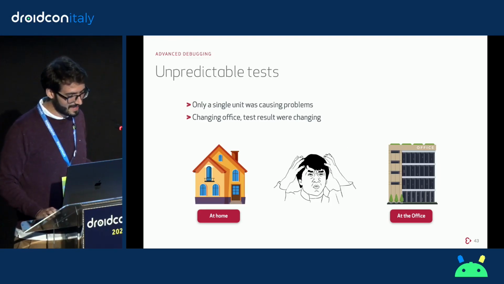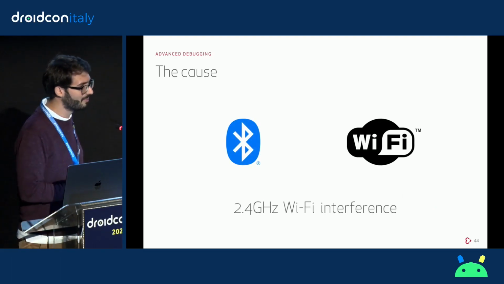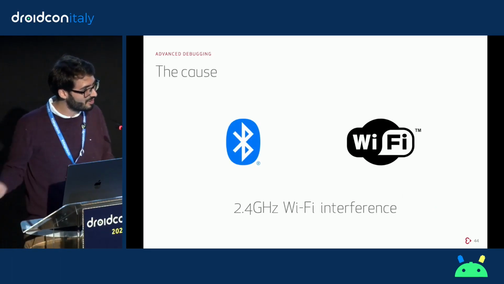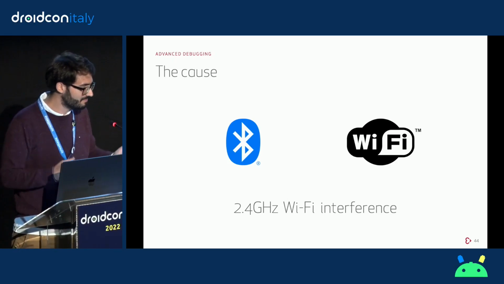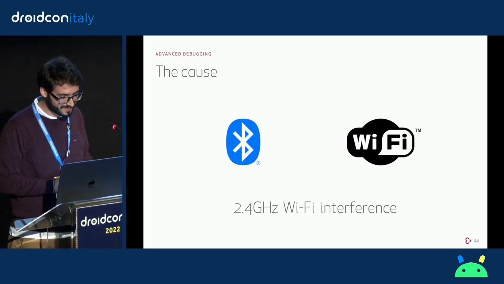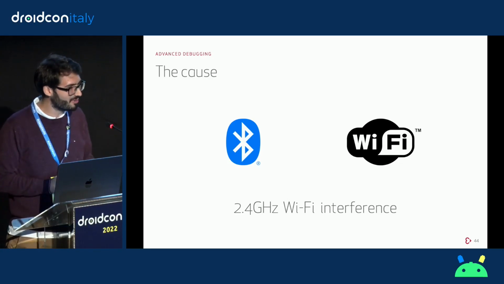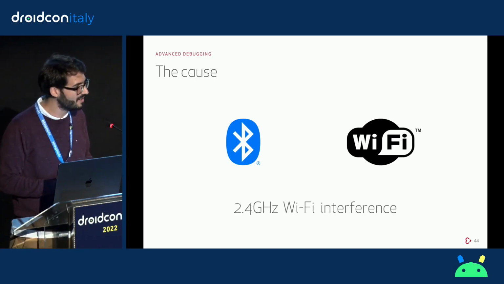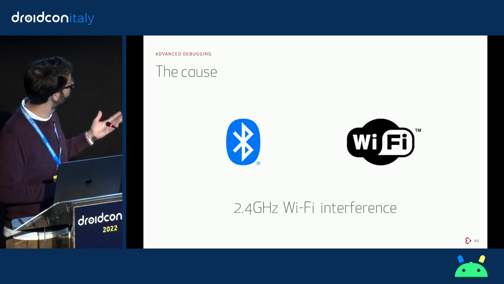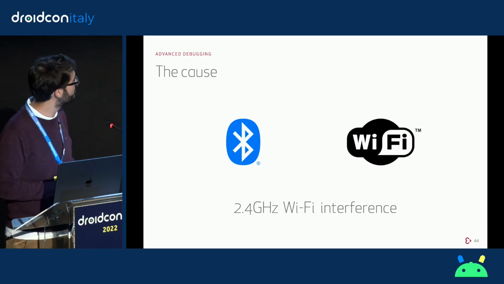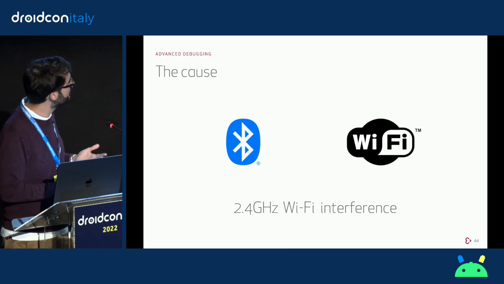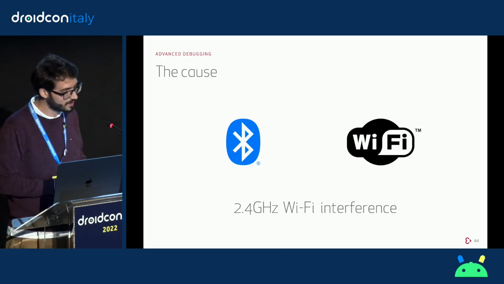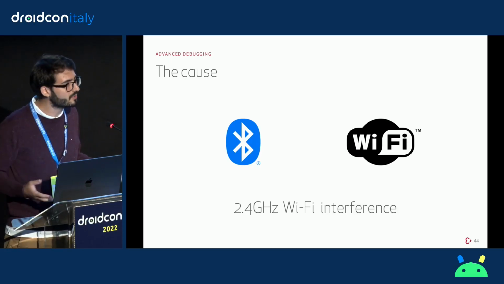In the end, what we found is that at home I had a 2.4 gigahertz network. In the office, there was a 5 gigahertz one. And we found by chance a post on a forum. This guy was saying that he had problems with this specific phone model when he was connected to a 2.4 gigahertz network with his Bluetooth headphones. What we found was that when the phone was connected to a 2.4 gigahertz network, it was corrupting Bluetooth data.